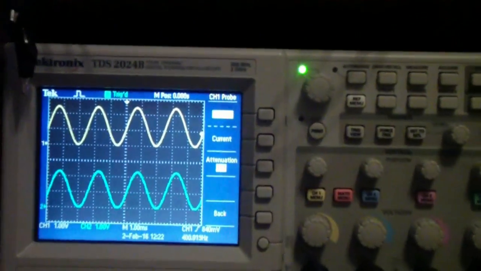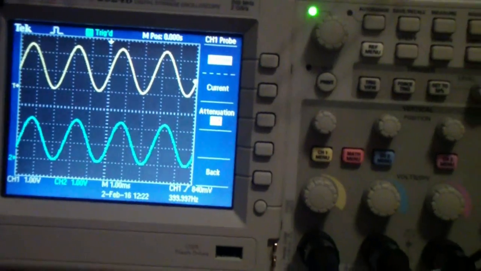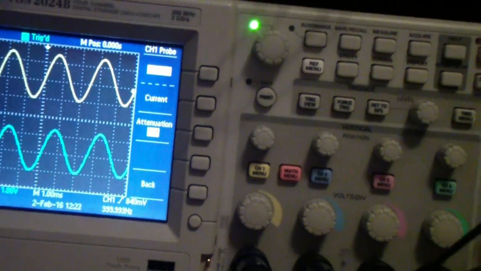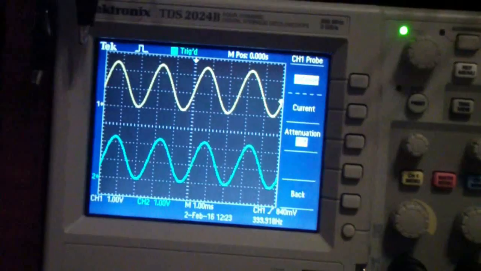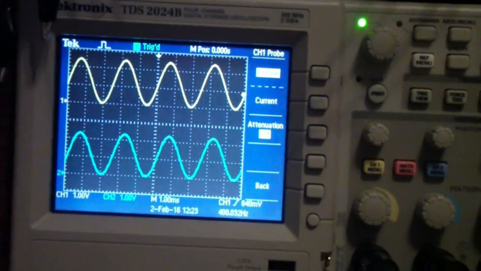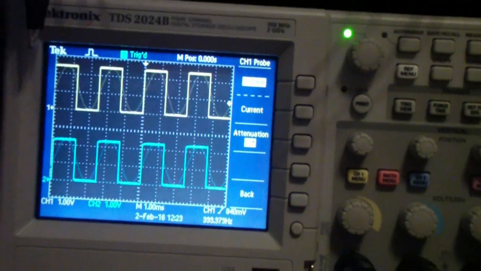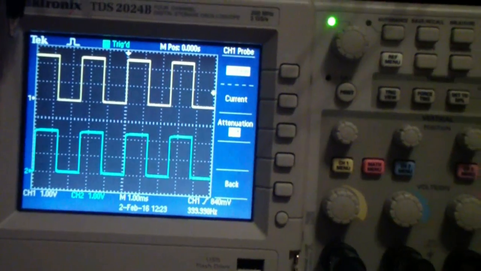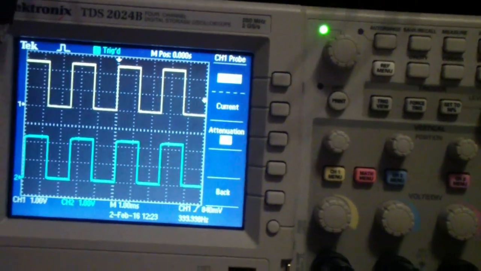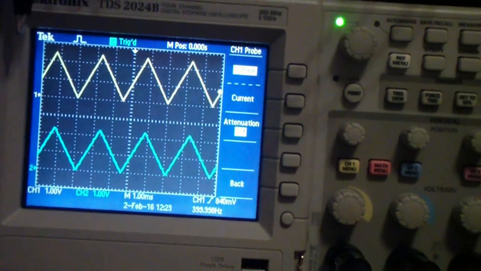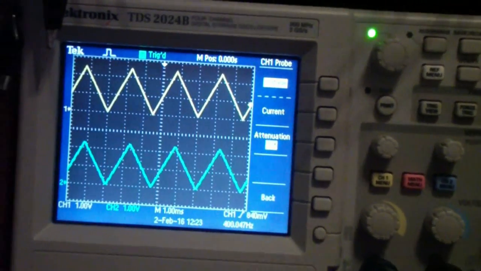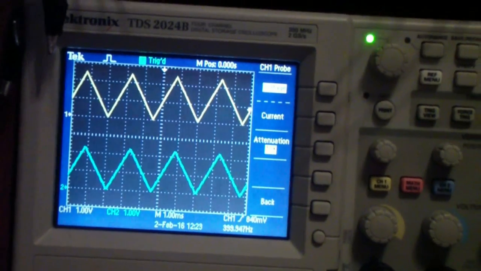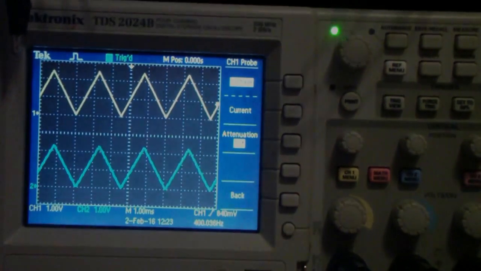So here you see we have a sine wave. What I'm going to do is now put in a square wave as the analog signal. And there you see it reproduces that pretty well. I'm also going to do a ramp signal, or triangle in this case. And once again, you see that it works its way through the system pretty well.